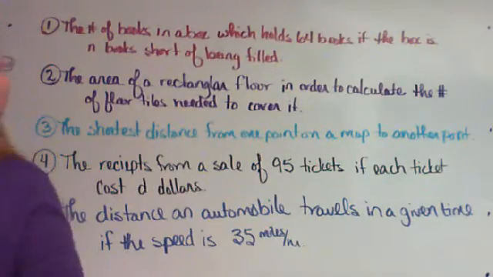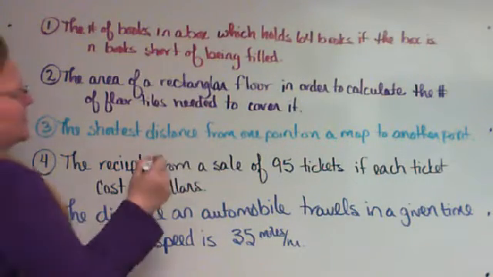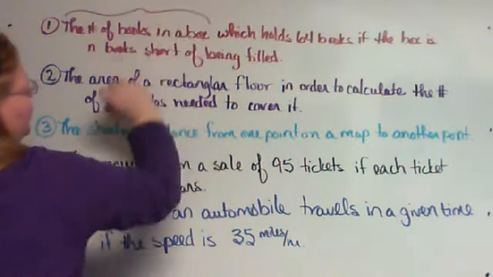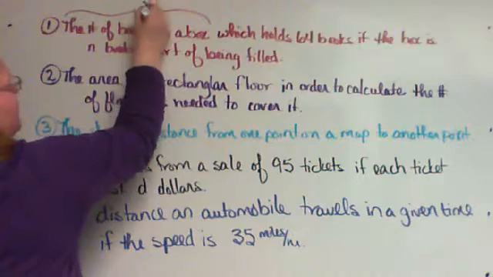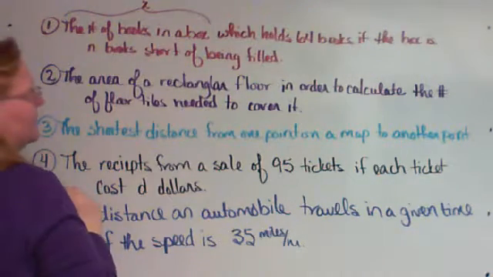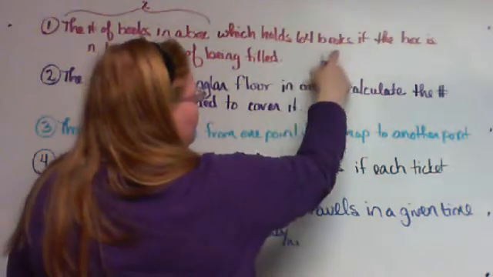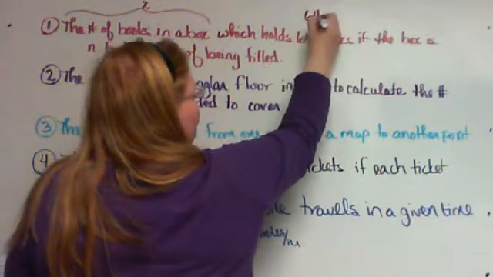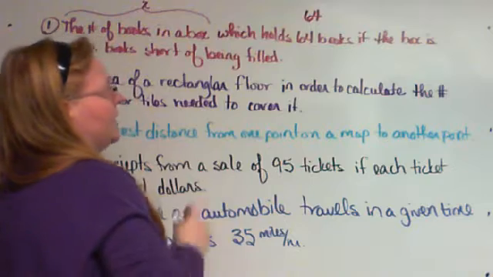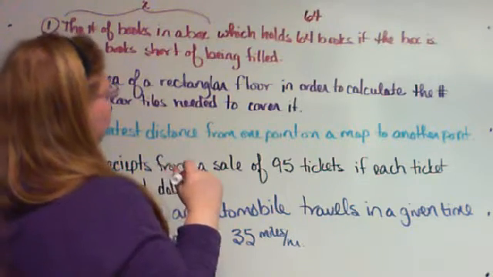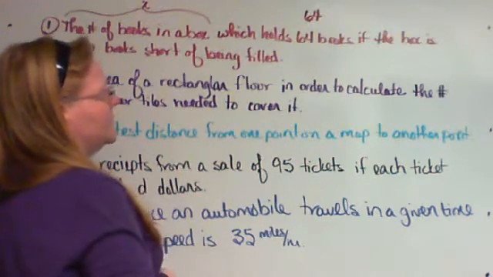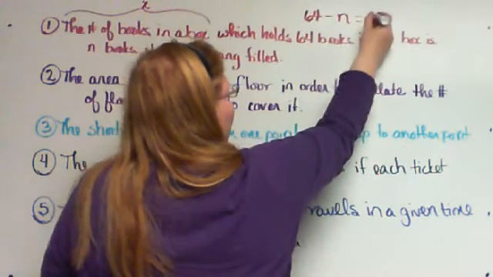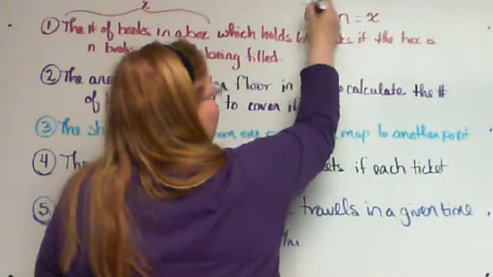Okay. So the number of books in a box, this is what we're looking for, what the number of books in a box is. So this is going to be my X, which holds 64 books. So 64 is what the box usually holds. If the box is n books short of being filled, that means it's missing n books now. And that gives me my X.